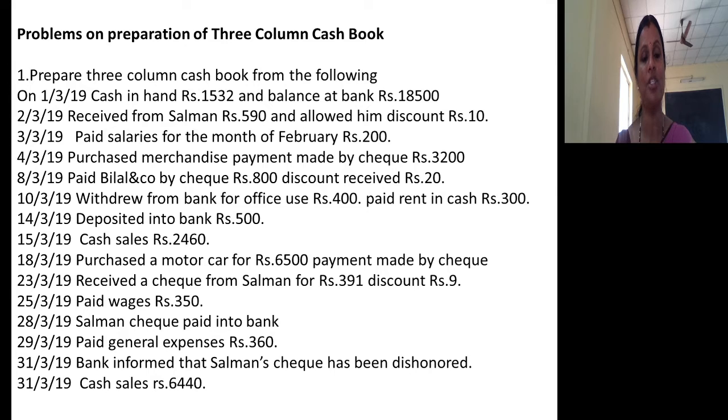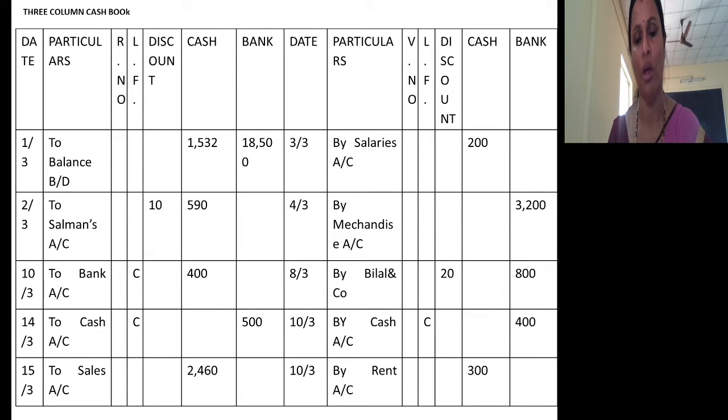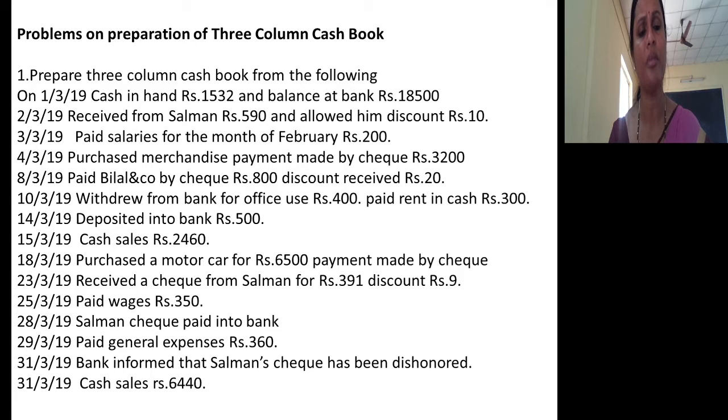So next, purchased merchandise, payment is made by cheque. You purchase goods and payment is made by cheque. Whenever you purchase goods, what's the journal entry? Purchases account debit, as payment is by cheque, to bank account. You just see, by merchandise, otherwise by purchases, to bank. So bank column is credited to the extent of 3,200. Reference is given to merchandise. Otherwise, you can write it as purchases also.